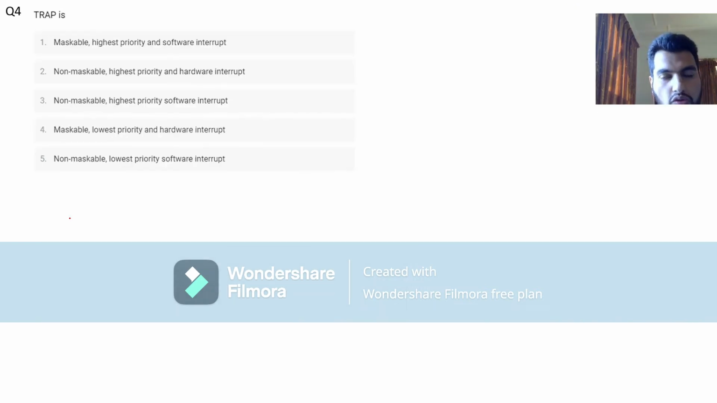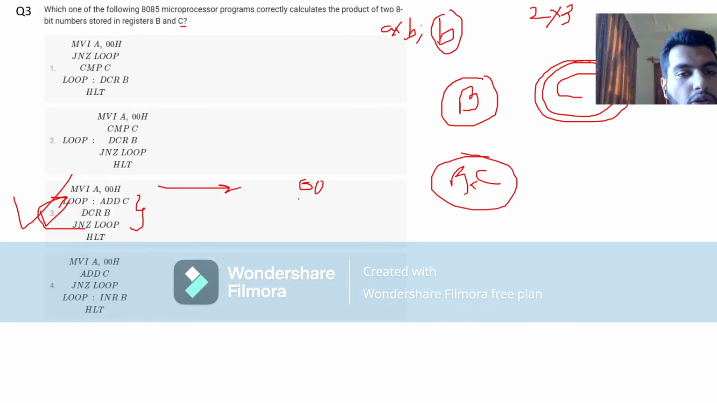Now moving forward to question number 4. Question number 4 is a theoretical question. So we need to do the multiplication of two numbers stored in registers B and C, right? We don't have the liberty of directly using a multiplication operation in 8085.